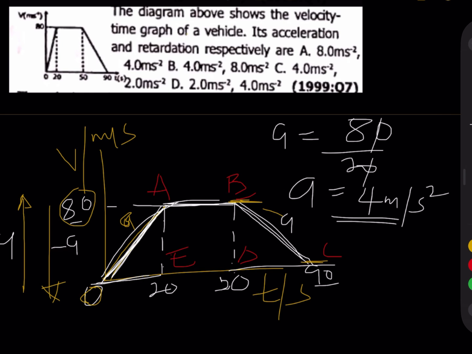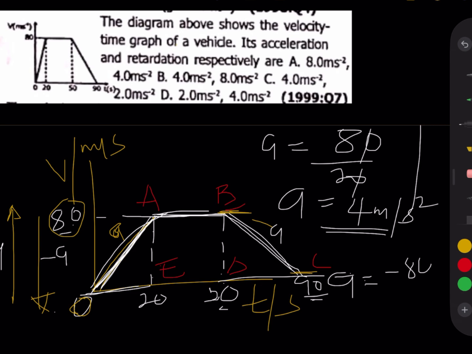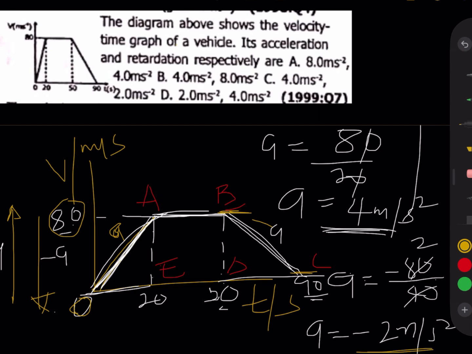Same pattern. Our deceleration a will be the change in velocity, which is retarding, coming from 80 down to 0. So that will be minus 80 divided by 40. So 40 into 80 is 2. Our deceleration is minus 2 meters per second squared. The negative is telling us it is retarding. So our acceleration is 4, while our deceleration is 2.